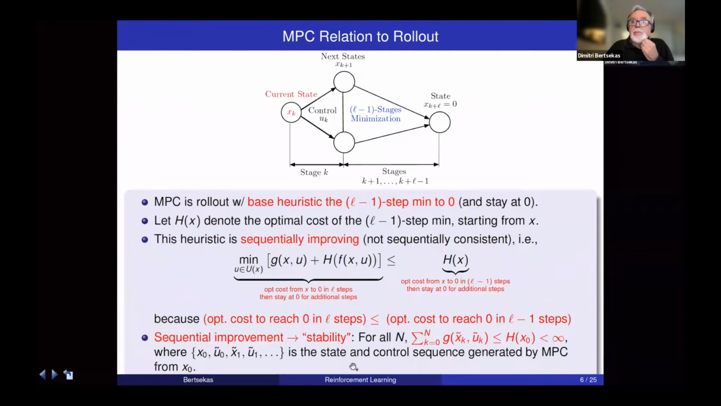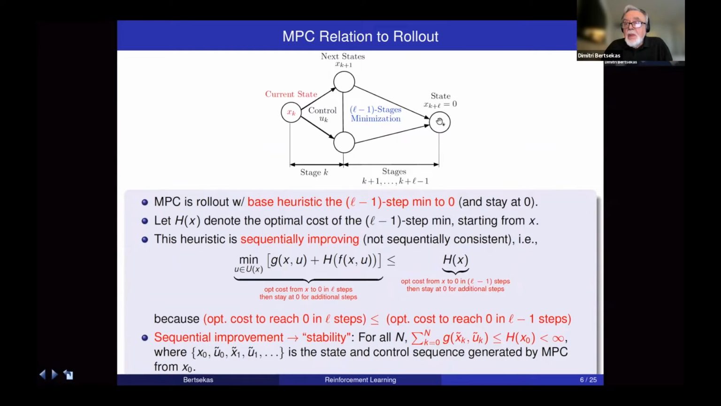This constraint that you reach 0 in L steps is a hard constraint. It's part of the method. Now I'm going to get into a variant of MPC which does not have this requirement, but in this formulation of MPC, it is a requirement that you reach the origin in L steps. And if L is not enough, you just increase it. And this is an assumption here in our context.